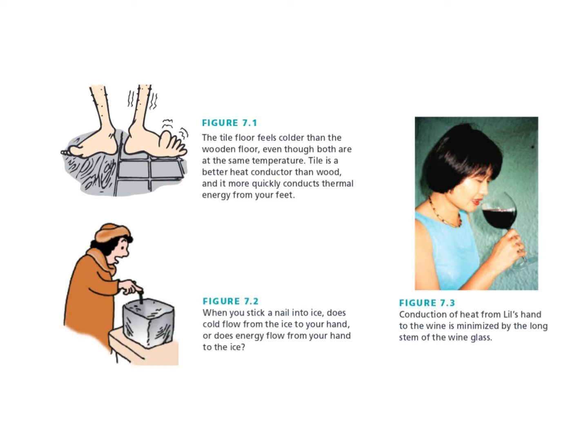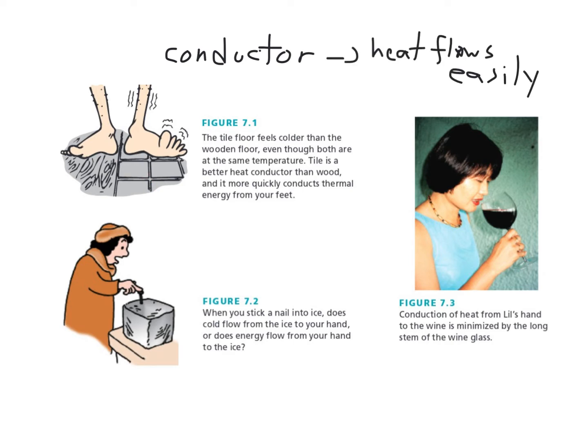Now, I've used a couple of words here, and I haven't really defined them, so I want to step back and make sure that we understand what these important words mean. So the first word that we want to look at is the word conductor. And let's go back to the example of the wood floor and the tile floor. I said that the tile was a better conductor of heat than the wood floor because the heat flows more readily into the tile from your foot than it does with the wood. And so things that allow heat to easily flow, we call conductors. So this is our key idea. If you have a conductor, the heat flows easily into that material or out of that material.